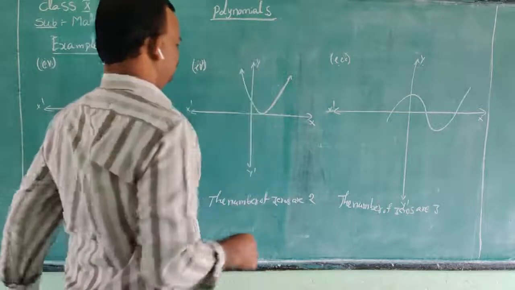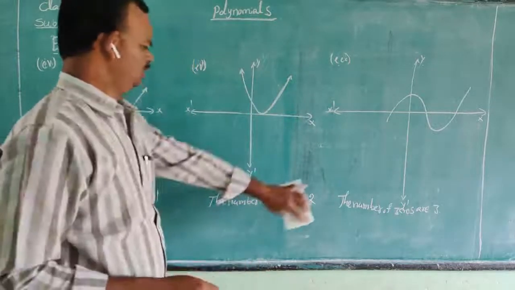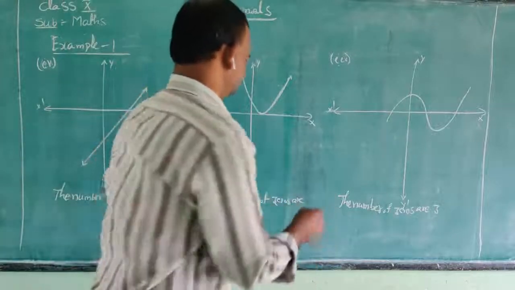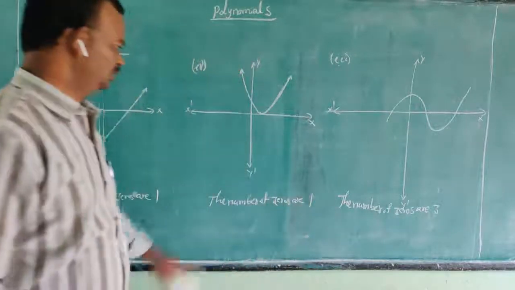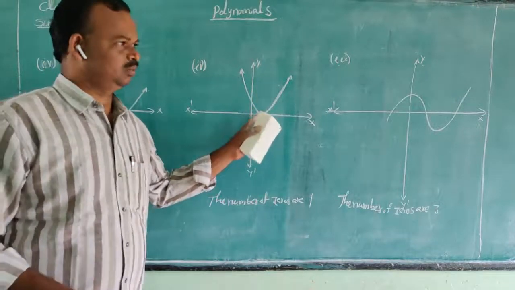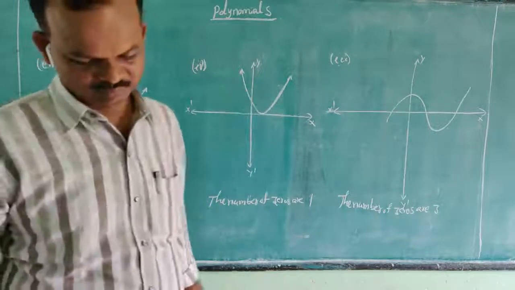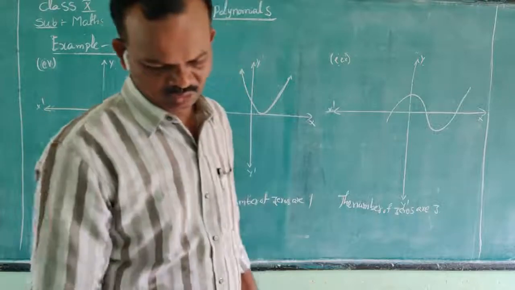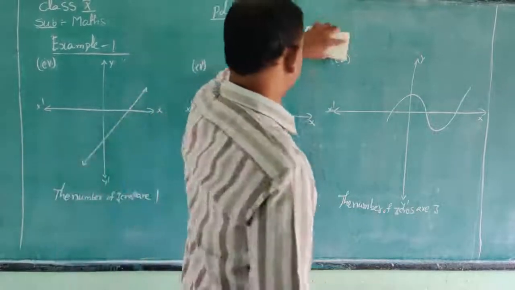The graph touches the x-axis at only 1 point. So the number of zeros is 1. The parabola touches the x-axis at only 1 point. So the number of zeros is 1. Next, the sixth one.